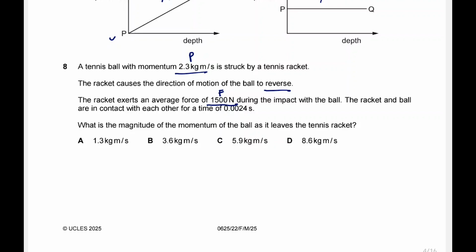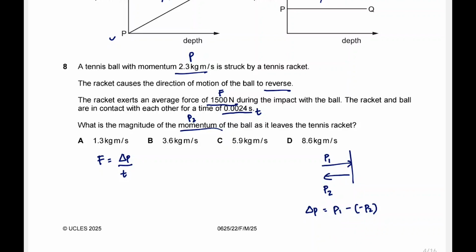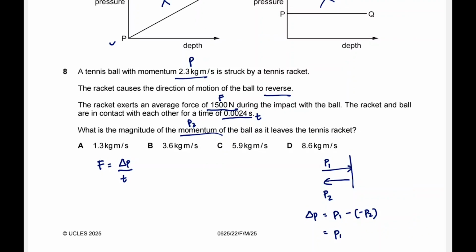The racket and ball are in contact with each other for a time of 0.0024 seconds. What is the magnitude of the momentum of the ball as it leaves the tennis racket? So force is the rate of impulse, or the rate of change in momentum. As we can see from the question, when the ball is struck, its motion reversed. Therefore, the change in momentum will be P1 minus negative P2, which equals P1 plus P2.